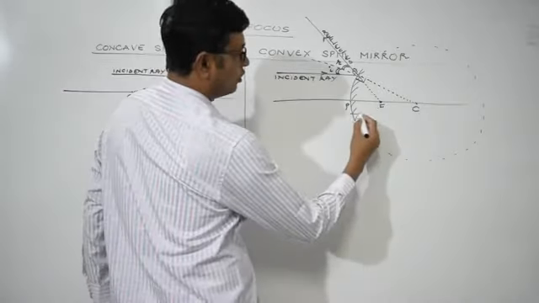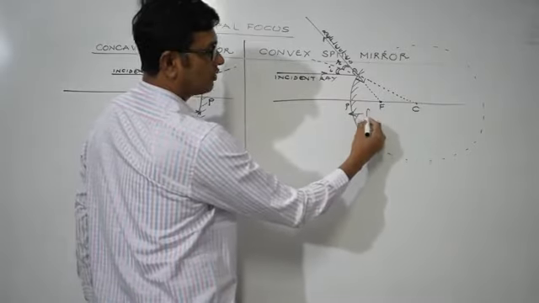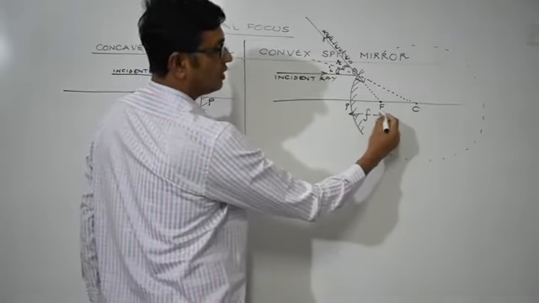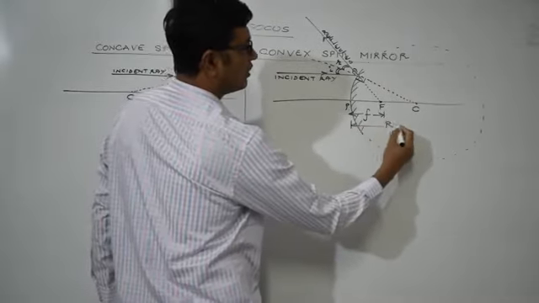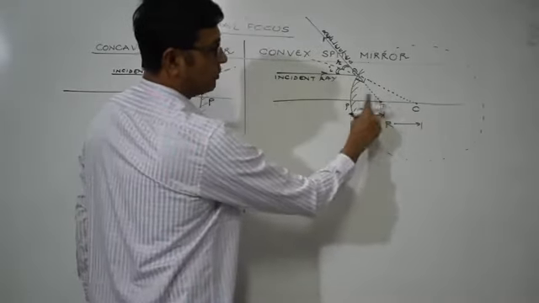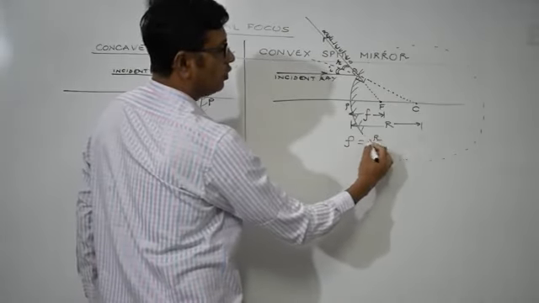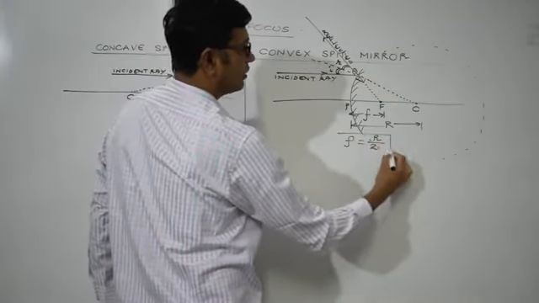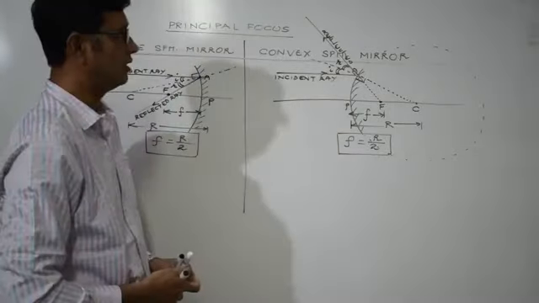As I told you, the distance between the pole and the focus of a mirror is known as its focal length, represented by small letter f. And the distance between P and C is known as the radius of curvature. F being the midpoint of P and C, therefore focal length is equal to half the radius of curvature. There is a mathematical verification for this as well, right?